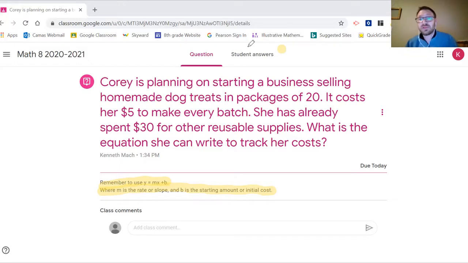She has already spent $30 for other reusable supplies, all right? $30 for other reusable supplies. What is that? That might be a baking sheet. Maybe not parchment paper because that can be disposed of, but like the baking things that can lay in a baking sheet that you can reuse, so the cookies and the things don't stick to the baking sheet. Maybe got some new spatulas. Maybe we got a hand mixer, maybe whatever. For 30 bucks, she's already put $30 in. Okay. And then every time she makes a batch, it costs her $5.